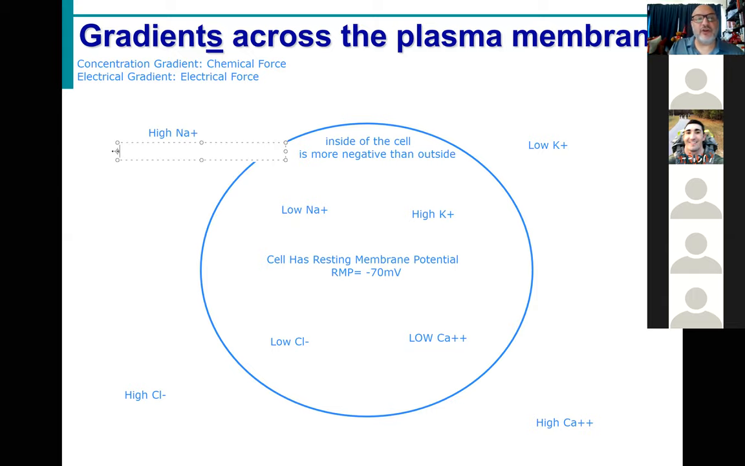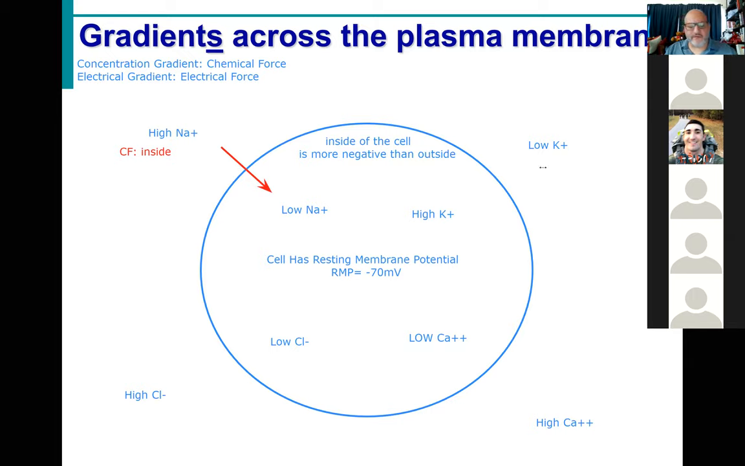So our concentration gradient, or what we'll abbreviate as our chemical force: does sodium want to go inside the cell or does sodium want to go outside the cell? Sodium wants to go in. So the chemical force is wanting to go inside. Perfect. So if we grab a red arrow, we know that our chemical force is wanting to go in. We've done this for the others as well, but let's keep going.